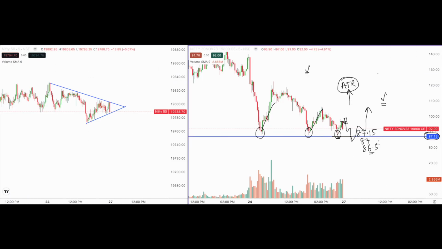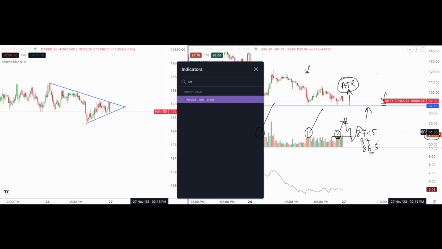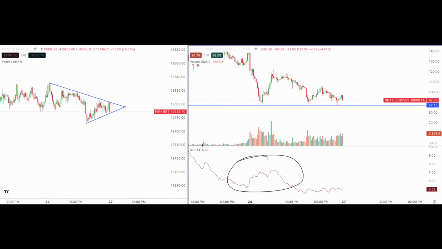This is a free indicator which is available with all the brokers. Just go to the indicator section and search for ATR, average true range. Now here you can see the ATR indicator has been plotted on the chart. With the help of this indicator, we can significantly reduce the chances of market hitting our stop loss.